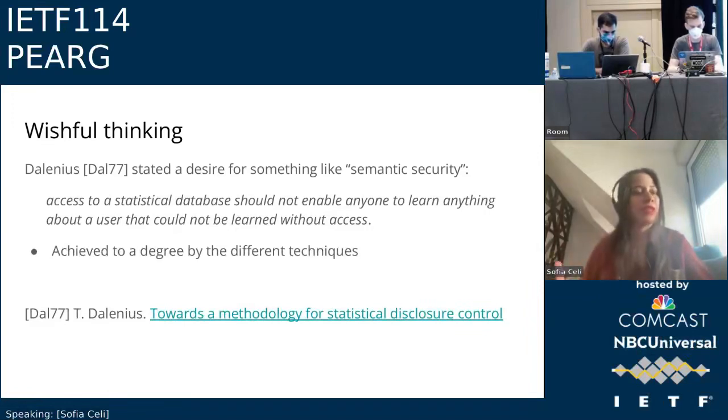The first main definition that one might find is this one by Dalenius, which is not specific to taking aggregate measurements on the digital world, but rather in general for statistical disclosure control. Mainly, the privacy and security that it aims to provide is something similar to semantic security, meaning that access to a statistical database should not enable anyone to learn anything about a user that could not be learned without access. This is a very strong privacy notion that we will see is achieved to a degree by the different techniques that this survey covers.